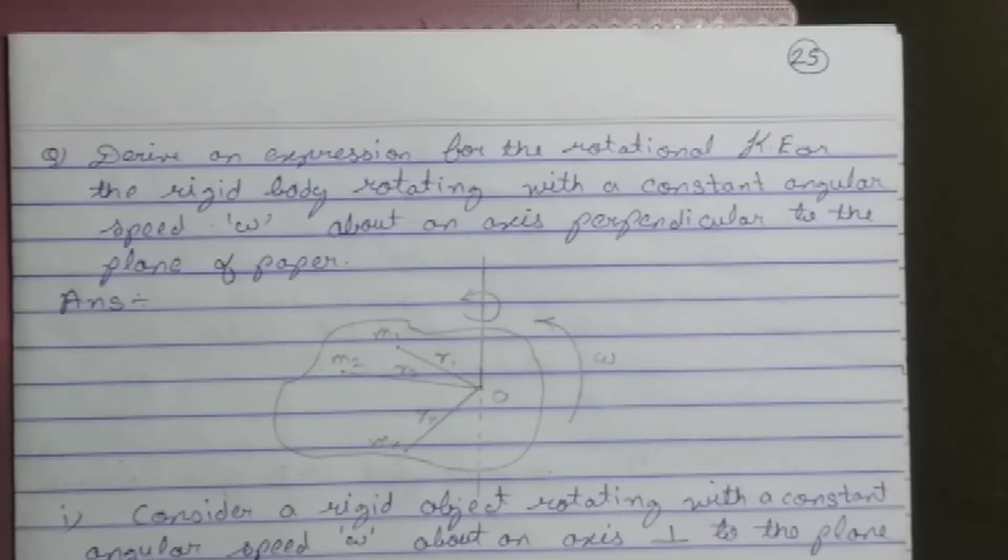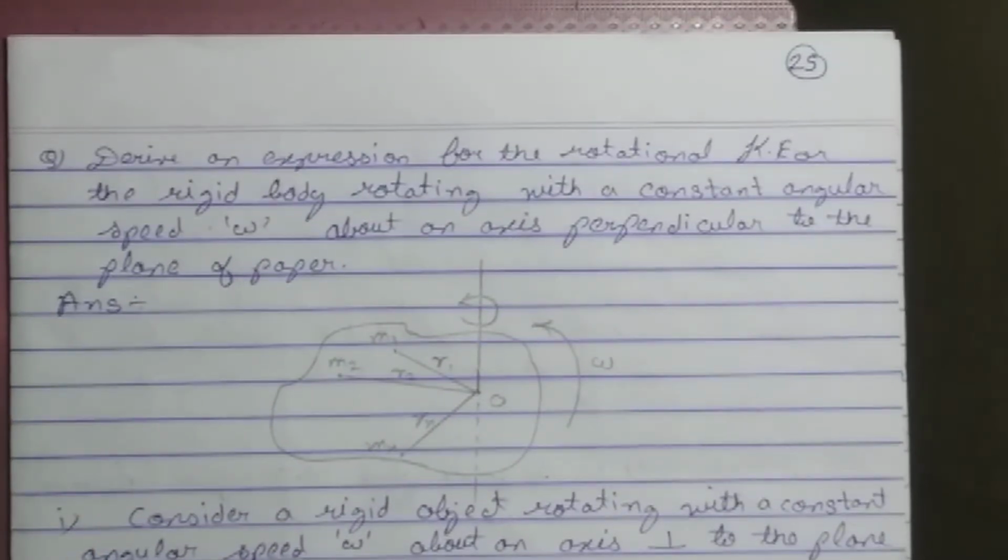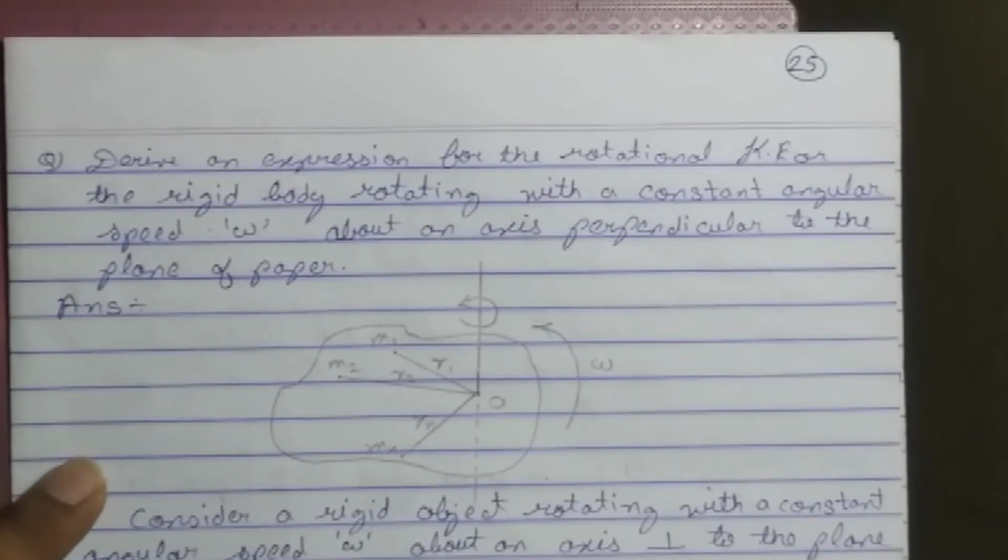Very good morning, students. Last lecture we saw the definition of moment of inertia, how mass is distributed with respect to the axis of rotation when a body is rotating about its own axis. We understood radius of gyration also. In today's lecture we will do applications based on moment of inertia.